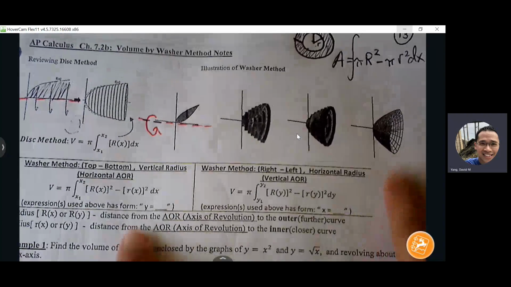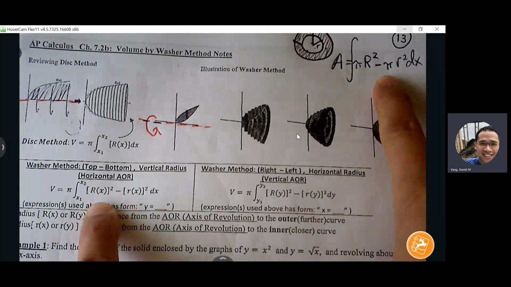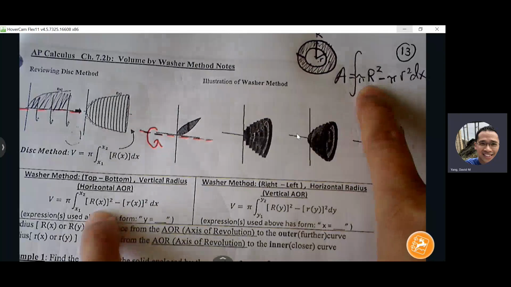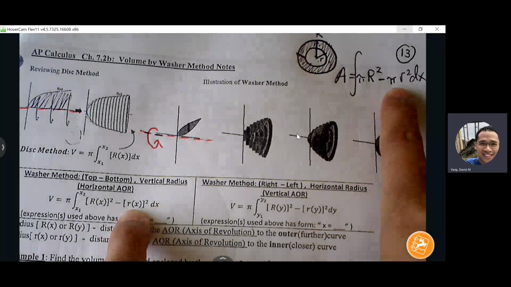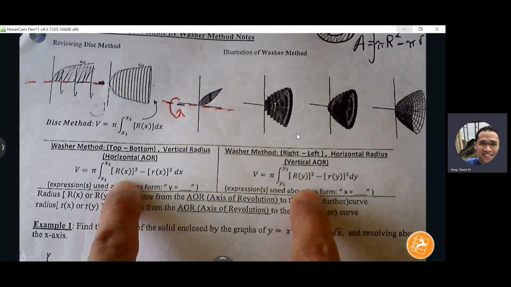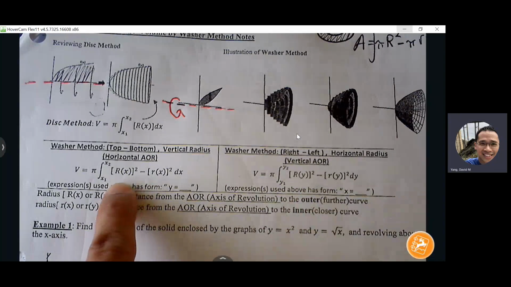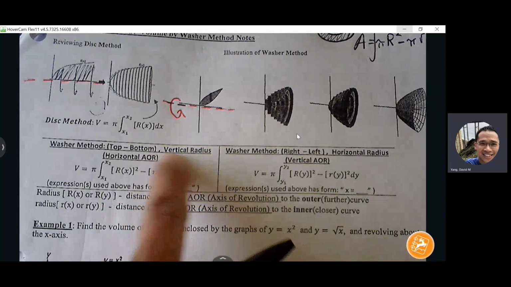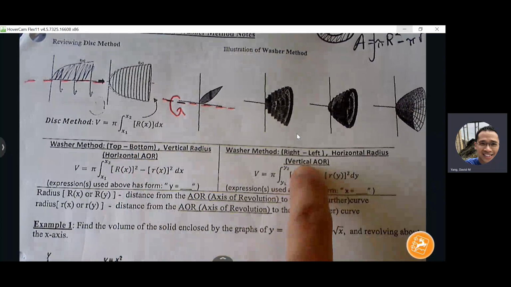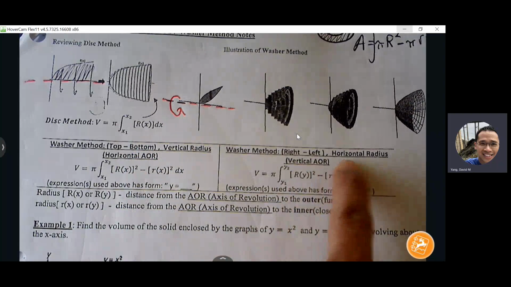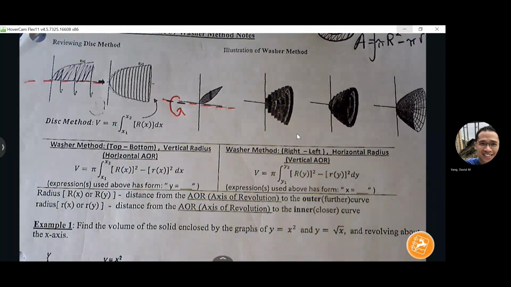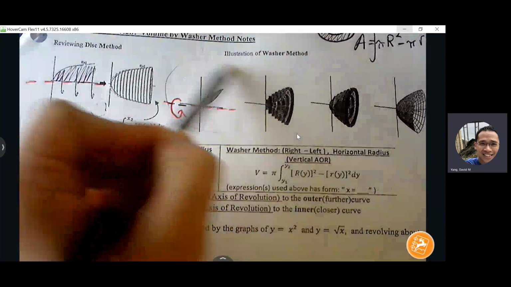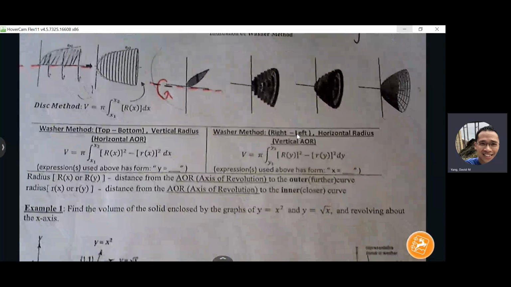Okay, so if you look at the formula here, it's very similar to what we did from a 2D perspective, right? Big R squared minus little r squared, pi R squared minus pi little r squared. And then we're going to do the same things as before. If it's a horizontal axis of revolution, we'll draw a vertical radius, which will be top minus bottom. If we see a vertical axis of revolution, horizontal radius, which means right minus left. Okay, so we're going to do this problem now and just do it from the beginning.